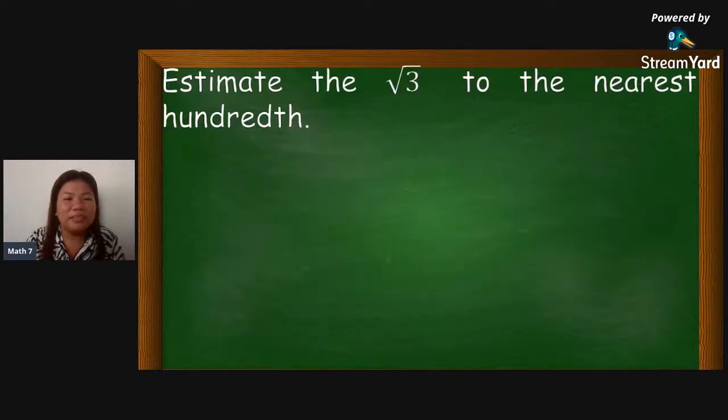Okay. Now let us have this one. This is the last activity. Let us estimate the square root of 3 to the nearest hundredths. Ulitin ko. Pakisulat nga po nito sa notebook. Type done kapag tapos ng sulatin. Nagsabi ako sa inyo magdala ng ruler, or you have to prepare a ruler. Okay?